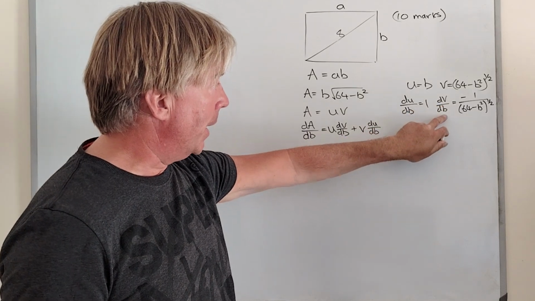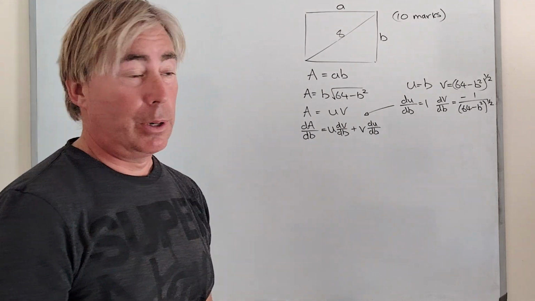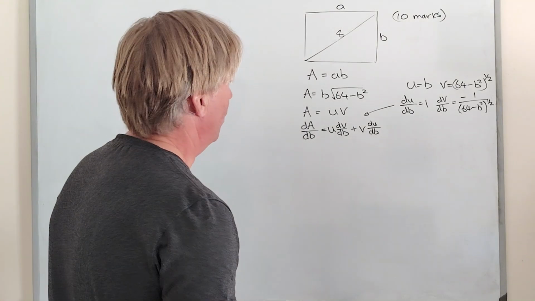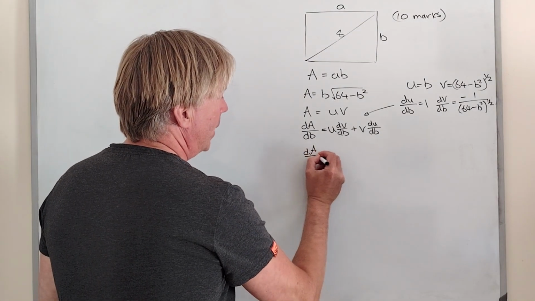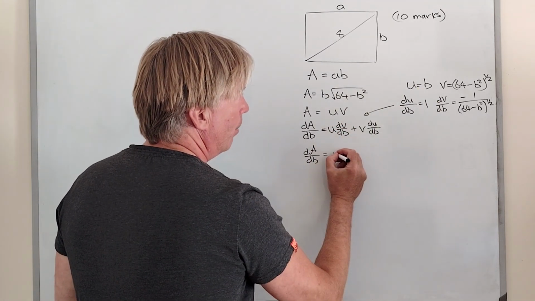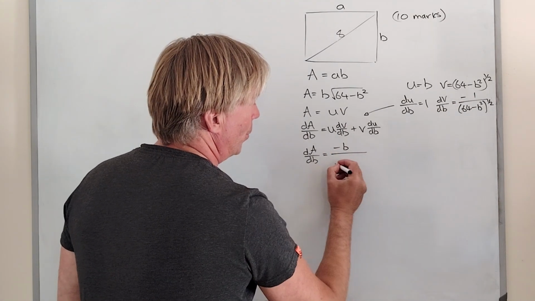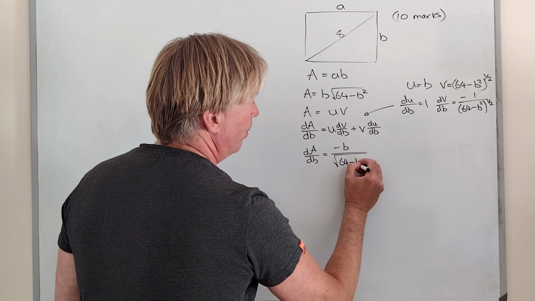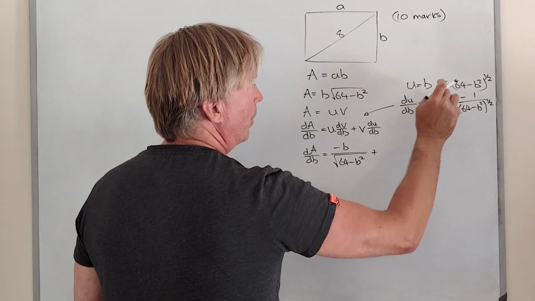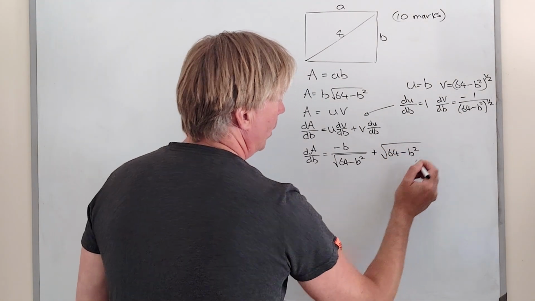So we've got du/dB and dv/dB, which are our components to plug into our differentiation using the product rule to get our dA/dB, which is obviously what we're hoping to get. So dA/dB therefore is equal to u, which is B, multiplied by dv/dB, so it's going to be negative B over the square root of 64 minus B squared, and then plus v, which is this thing, multiplied by du/dB, which is 1, so it's just going to be the square root of 64 minus B squared.